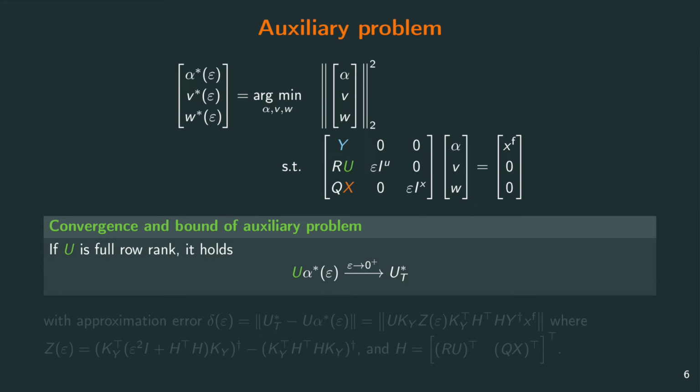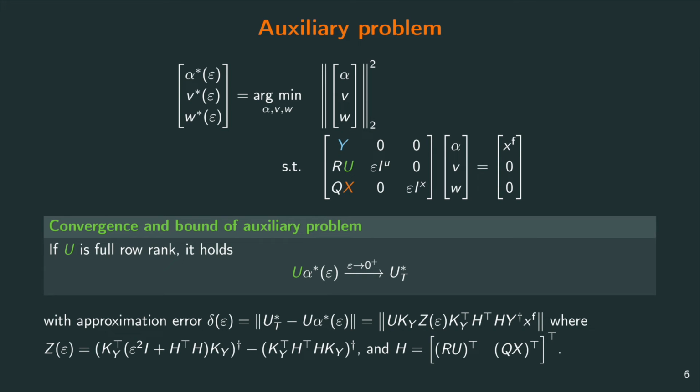In the paper, we show that when matrices U are full row rank, then multiplying the input data matrix U by alpha star will converge to U star T as epsilon approaches 0. On top of this, we're also able to find the approximation error for a control action as epsilon changes. Although the expression is rather long, hopefully you can notice how the approximation error formula depends only on data alone, so we don't need a model for this.